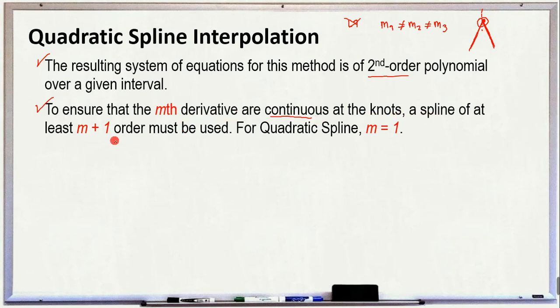A spline of at least m plus 1 order must be used. So unsay pasabot aning m plus 1 order? It talks about the degree of the spline. So for a quadratic spline class, m is equals to 1. So ato ibalik interpret: if m is equals to 1, mahimo ni siya og first derivative. So again, for a quadratic spline, dapat ang first derivative is continuous.